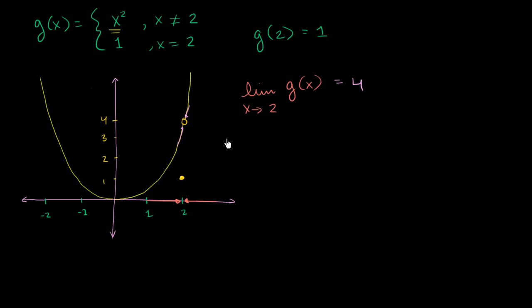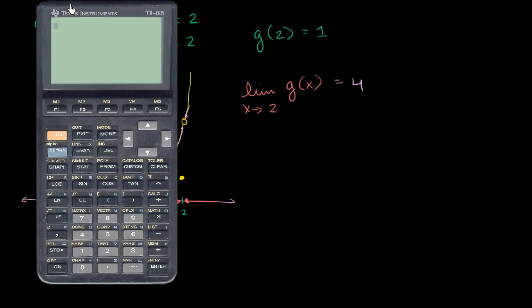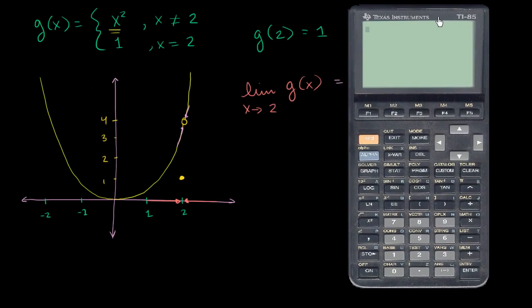And you can even do this numerically using a calculator. Let me do that, because I think that will be interesting. Let me get my trusty TI-85 out. So here is my calculator. And you can numerically say, okay, what's it going to approach as you approach x equals 2? So let's try 1.9. For x equal to 1.9, you would use this top clause right over here. So you'd have 1.9 squared. And so you'd get 3.61.